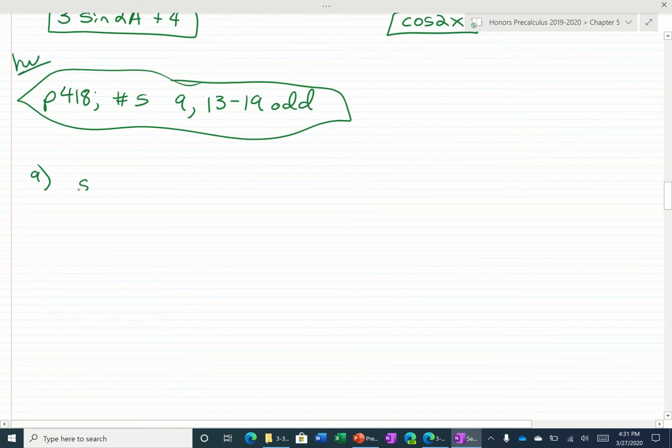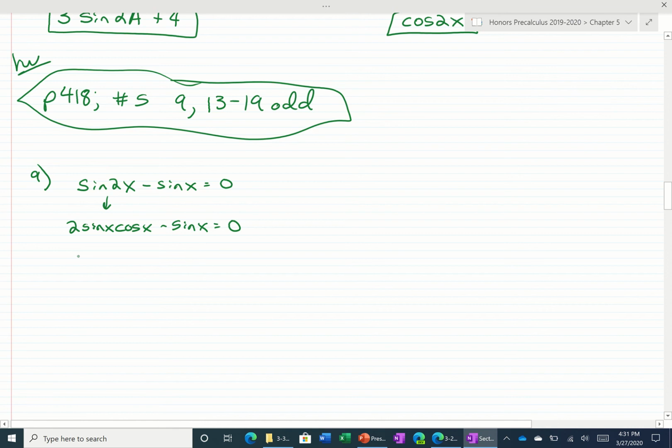Problem number 9 says find the sine of 2x minus the sine of x is equal to 0. We want to try to solve that. So this is just the formula 2 sine x cosine of x minus the sine of x is equal to 0. If we factor out a sine of x, we get 2 cosine of x minus 1 equals 0. Well, when is the sine equal to 0? That would happen at 0 radians and at pi radians. And it asks us between 0 and 2 pi, so that would be the answer for that.